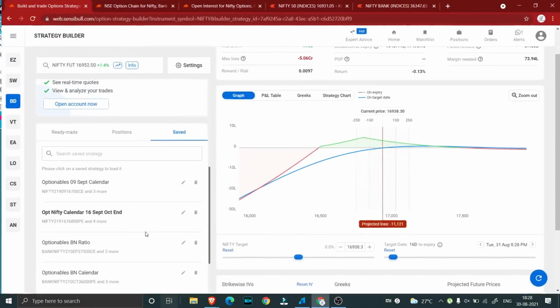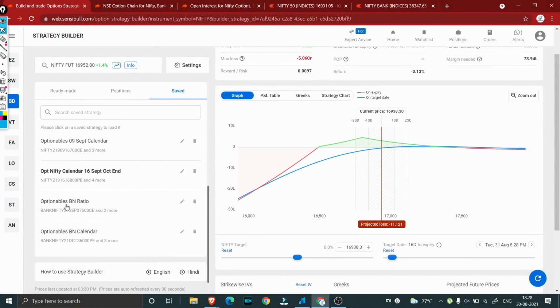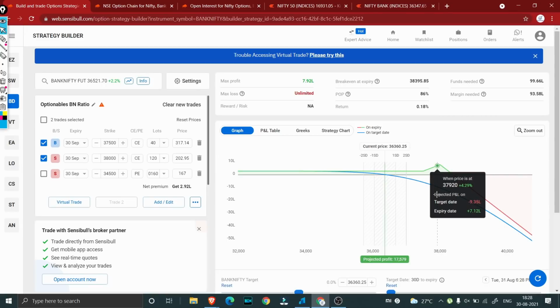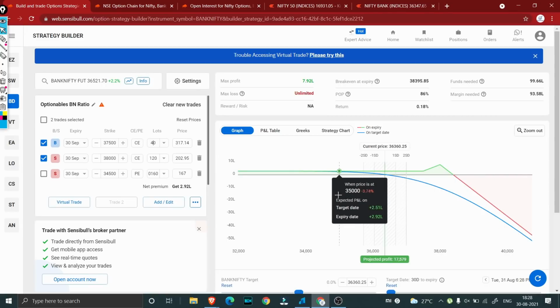Now moving on to our third trade, the Bank Nifty ratio spread. This was the initial position in our ratio spread. You can see that I have basically gone long one lot of 37,500 September end and gone short on 3 lots of 38,000 September end.